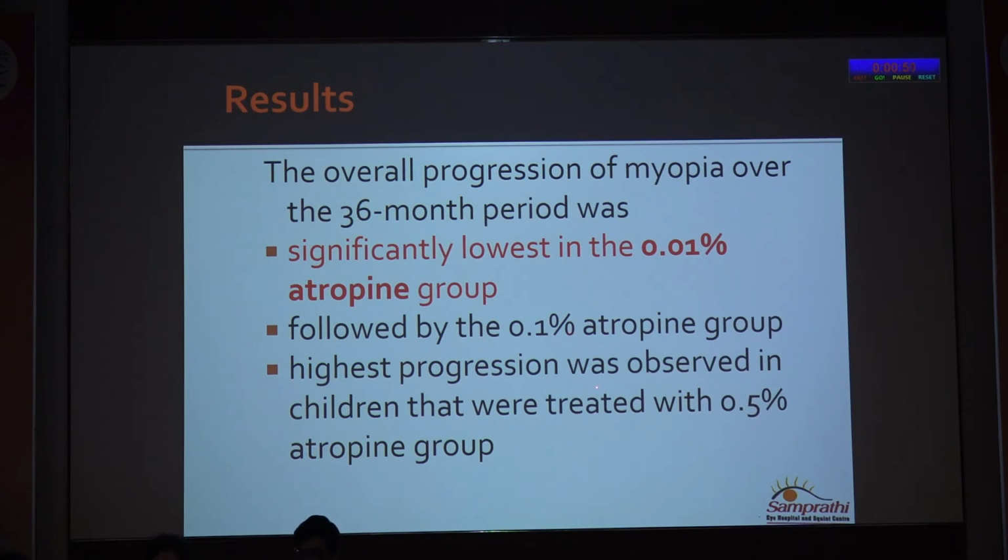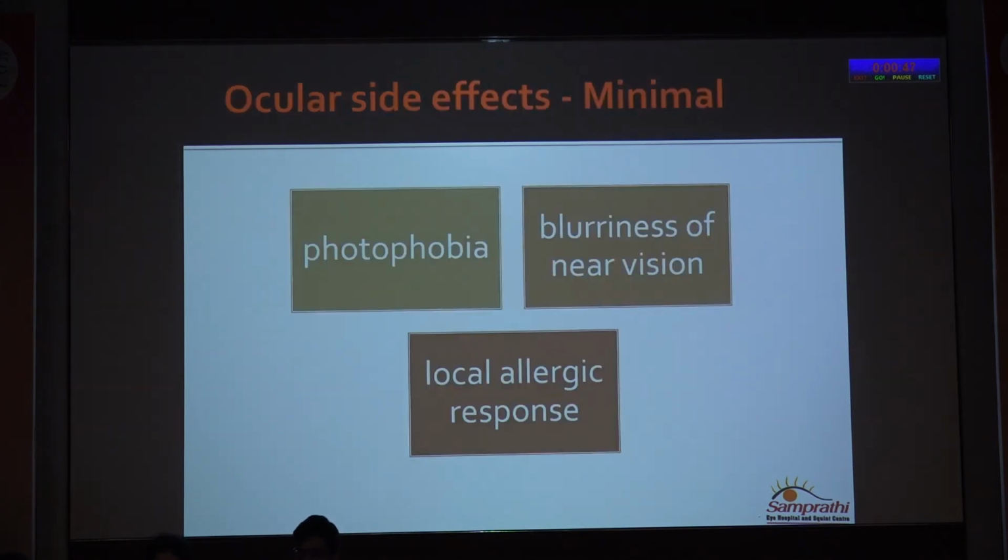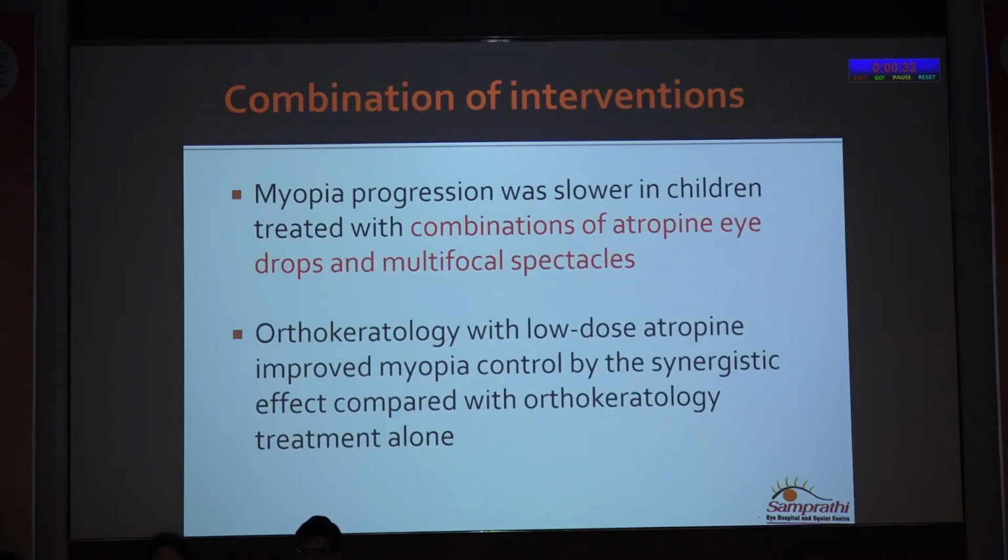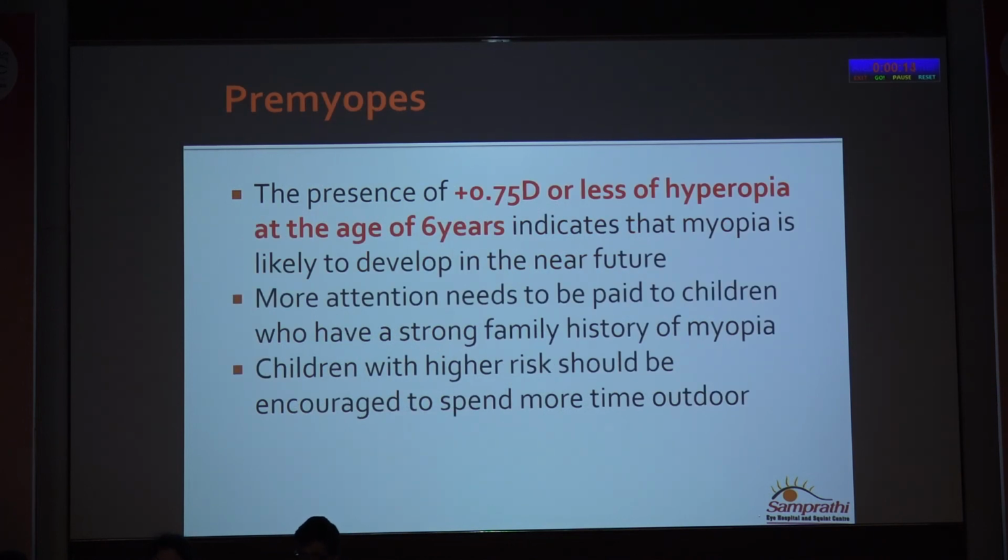It has a significantly lower progression compared to all the other concentrations, and also the children tolerate it very well. Atropine causes very minimal side effects, especially the 0.01%. It does not have much blurring of near vision or photophobia, unlike the higher concentrations. So a combination of interventions is probably the way to go. We have to see the child, the family history and all the other things, and then decide whether a combination of atropine with multifocal spectacles or orthokeratology with low dose atropine, whichever works for the child the best.